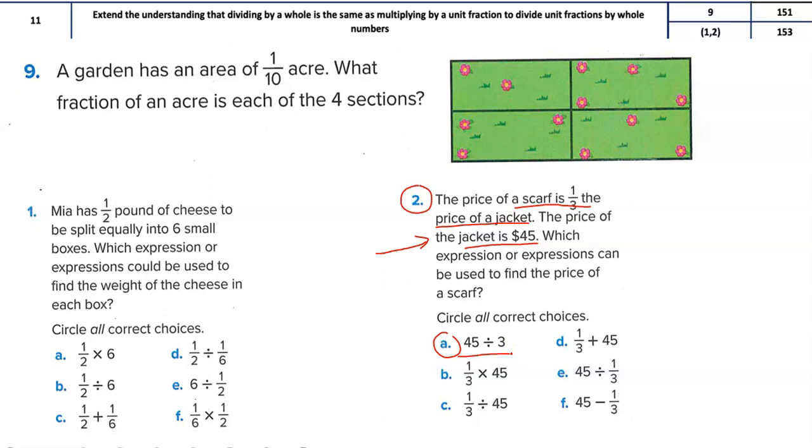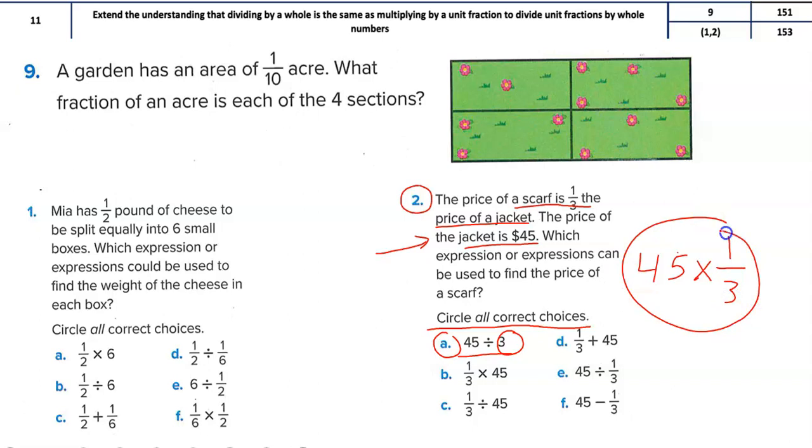Okay, so what is the other operation we use? Because it says circle all correct choices, so there is another answer. We can change it to multiplication: 45 times the reciprocal, 1 over 3. So find this operation. It is here.